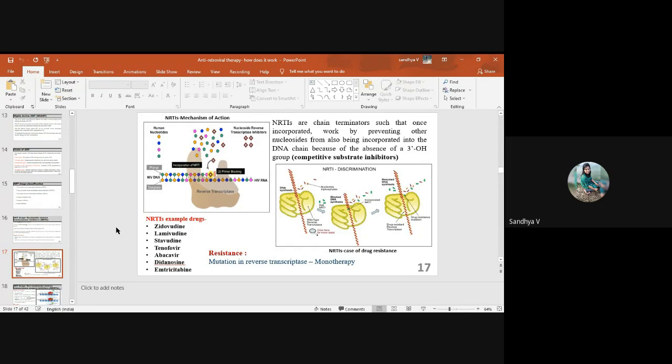If the NRTI target gets mutated over time, if we give the same drug, that is monotherapy, that's why they suggested giving combined drugs which target different set points of viral replication. If the reverse transcriptase gets mutated, these nucleoside inhibitors will not get incorporated at the site, so DNA synthesis will start, and the viral RNA will get converted into double-stranded DNA.